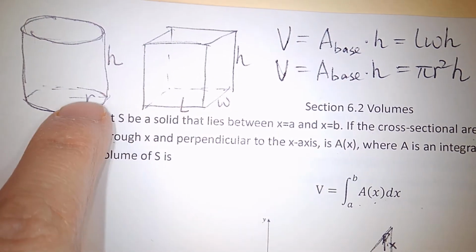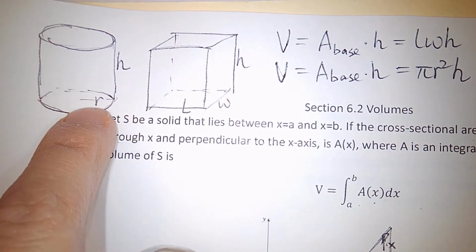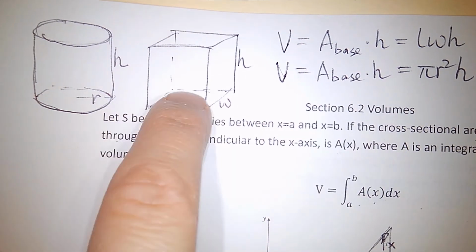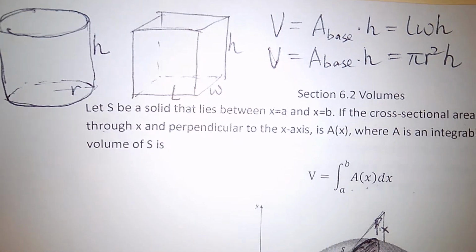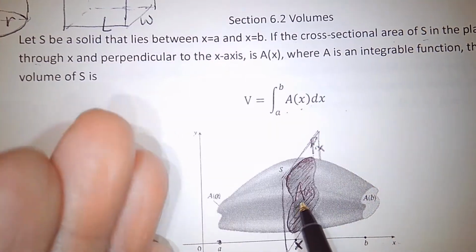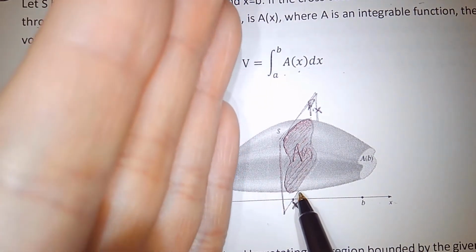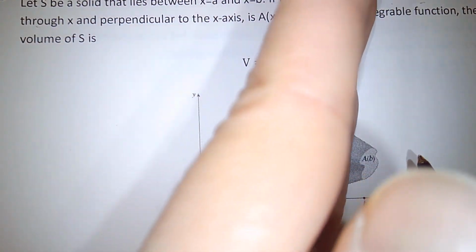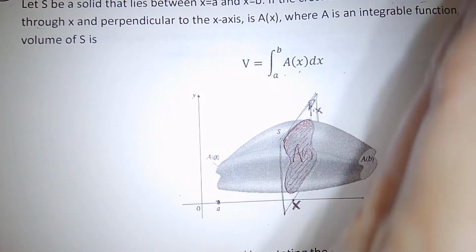Just like the volume of this rectangular box and the volume of this cylinder, we use the area of the base A times the height h. Same thing here. If we know any intersection A of x, when x equals x, we're just going to integrate this A of x from a to b. Eventually that'll give us the volume of this solid S.